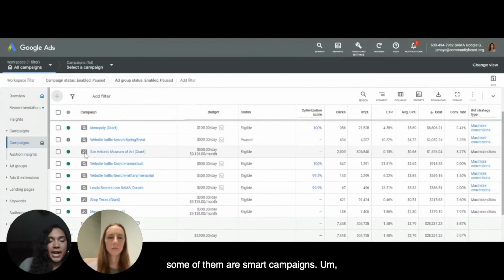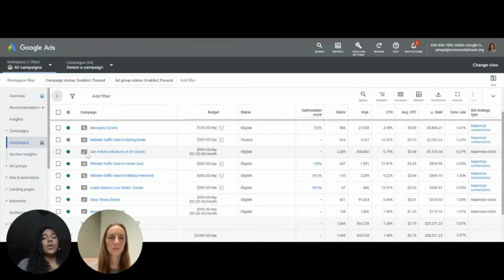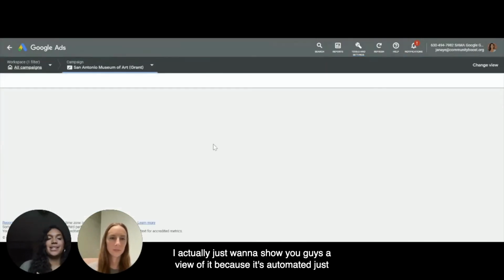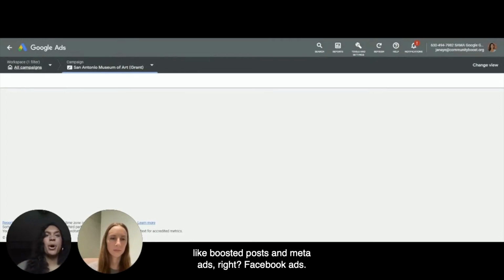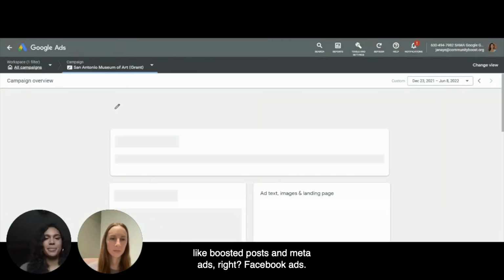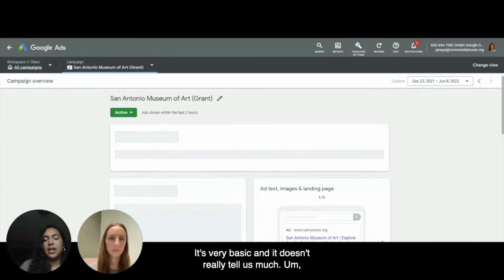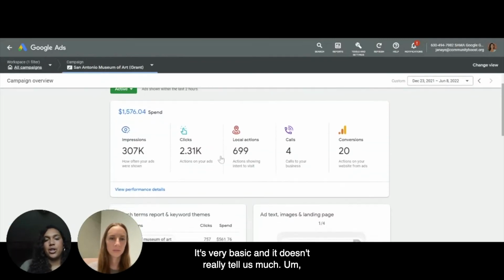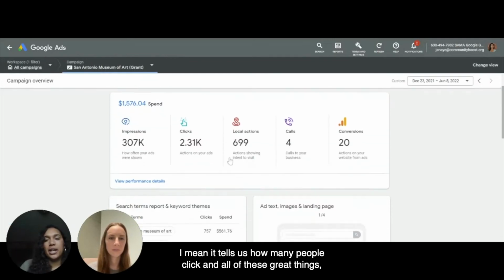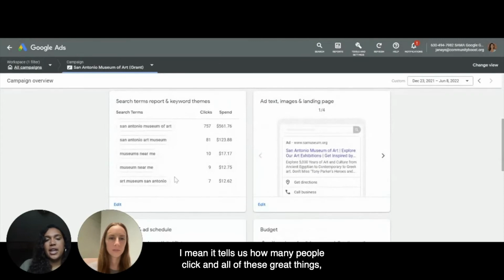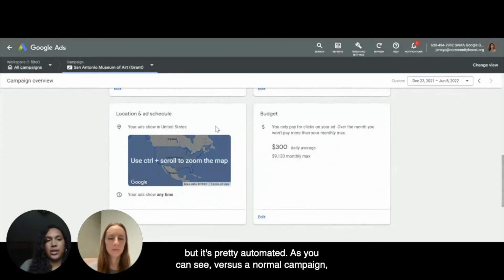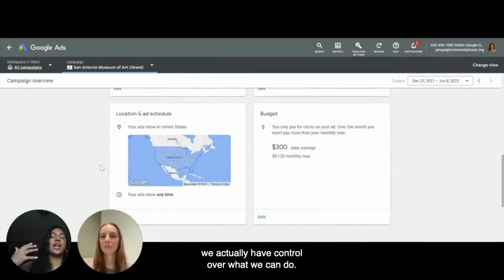Some of them are smart campaigns. We don't technically recommend this. I actually just want to show you guys a view of it because it's automated, just like boosted posts and Meta ads, right? Facebook ads. It's very basic and it doesn't really tell us much. It tells us how many people click and all of these great things, but it's pretty automated, as you can see, versus a normal campaign. We actually have control over what we can do.